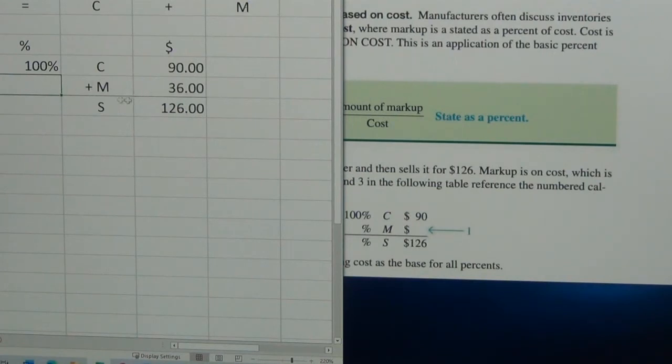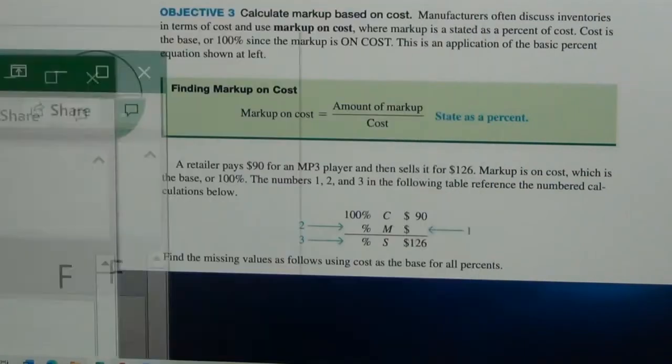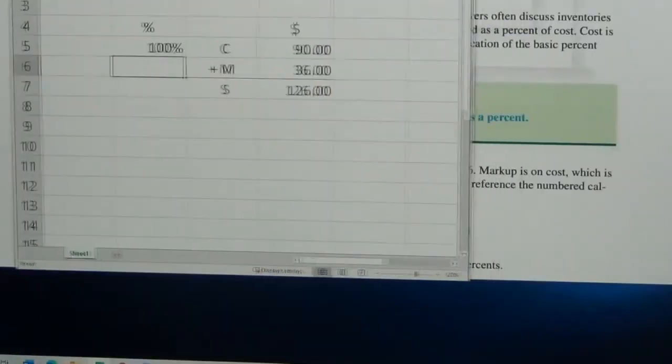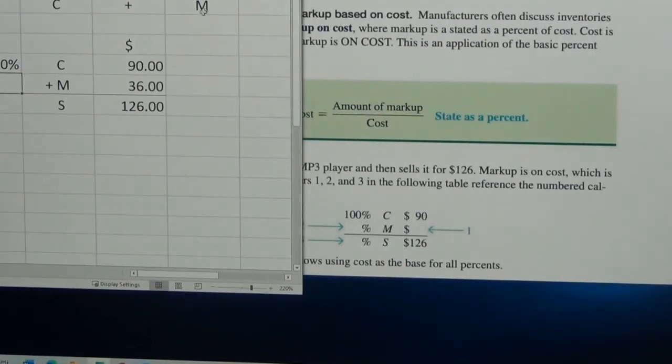Now the question is, what's my percentage of markup? Because once I have that, then I can add those two together and I'll get my percentage of sales to the cost. So the formula that I've learned, or that I can use, is the markup on cost is the amount of the markup divided by the cost. The amount of the markup, M, divided by the cost.